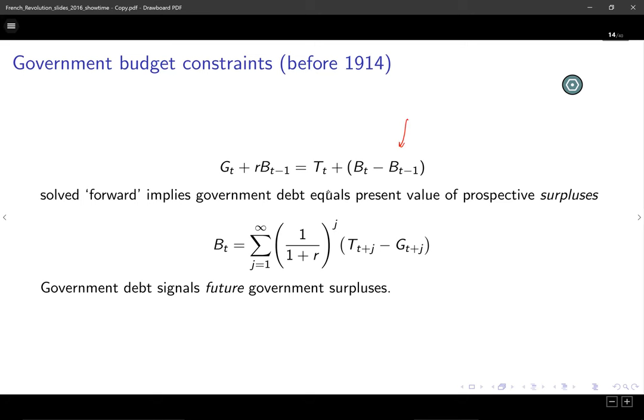We're going to solve for BT minus 1 as a function of BT, TT, and GT. And we're going to solve for BT as a function of BT plus 1, TT plus 1, and so on. We're just going to go forward like that. If we solve that forward and iterate, we get this equation, which is a really important equation. It says that the current value of government debt is a discounted present value of government surpluses. This is a government surplus.